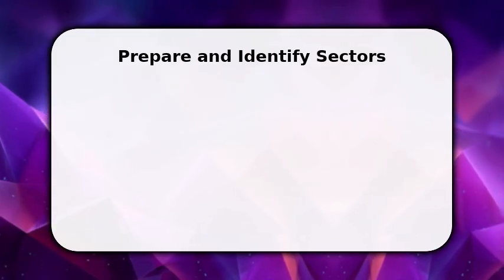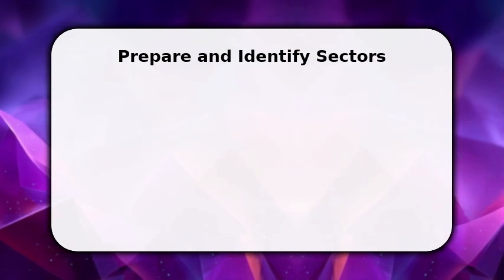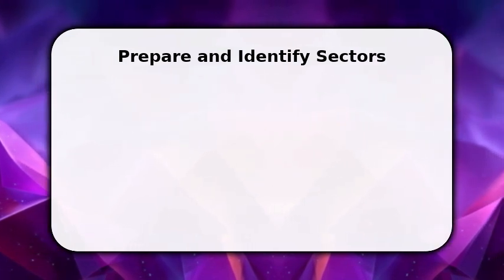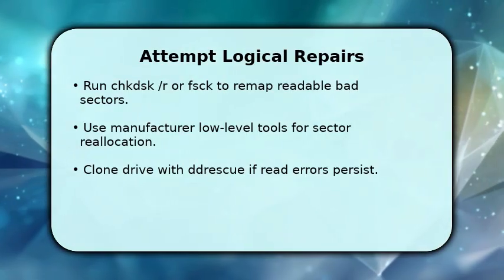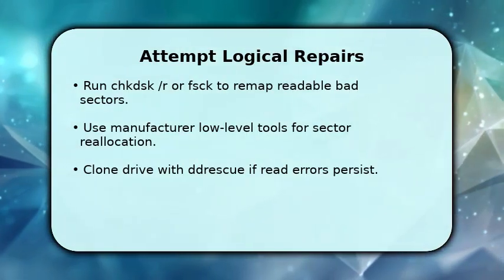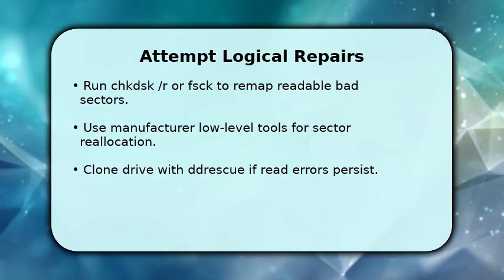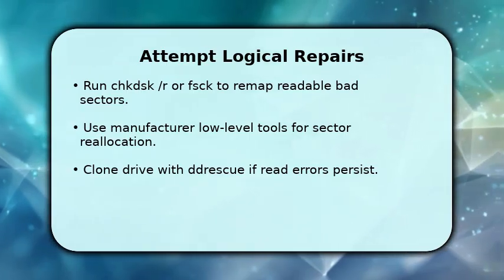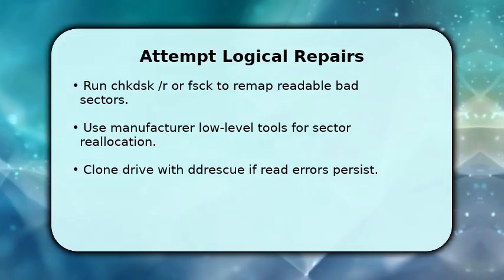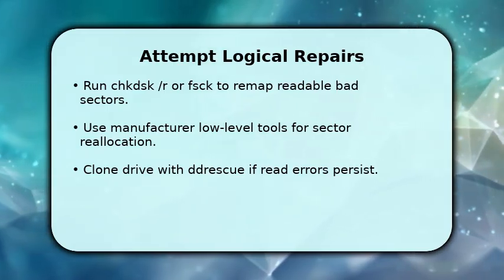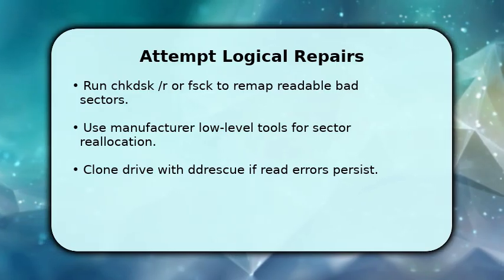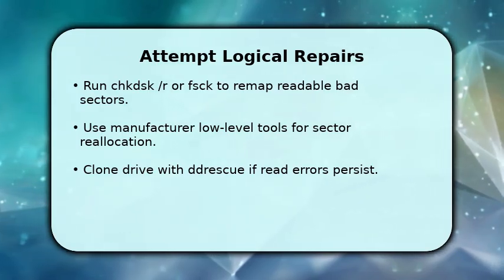You want precise bad sector addresses rather than guessing, because targeted efforts can avoid unnecessary full disk operations and speed recovery planning. You now attempt logical repairs that can reclaim data and mark sectors as unusable. Start with CHKDSK /R on Windows or fsck with badblocks on Linux to force reallocation of readable sectors. These tools rewrite and remap metadata so the OS avoids them.